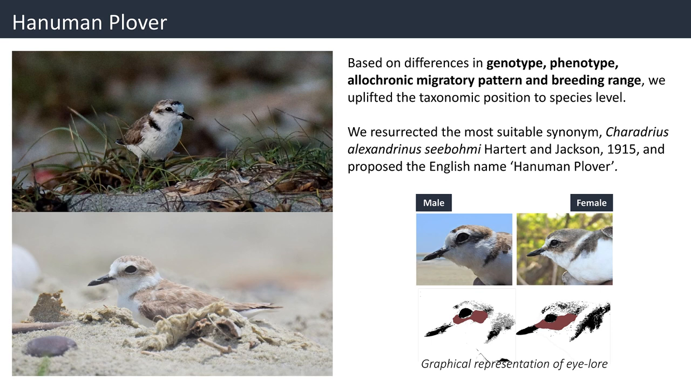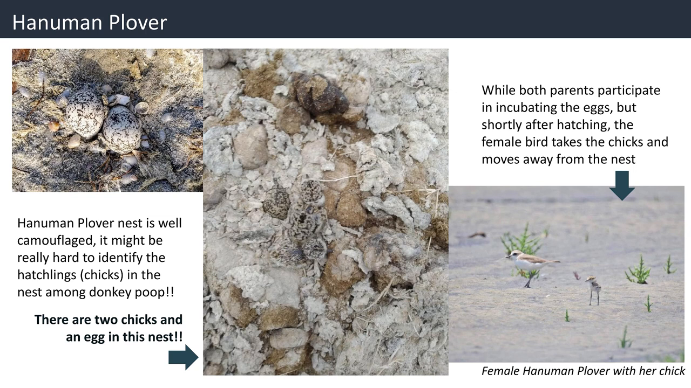Okay, this is a picture of a Hanuman plover nest. As you can see, it is well camouflaged. It's really hard to identify the hatchlings and the egg in this nest if you don't know or can't identify it at first glance, so it's just among the donkey poop on the ground.